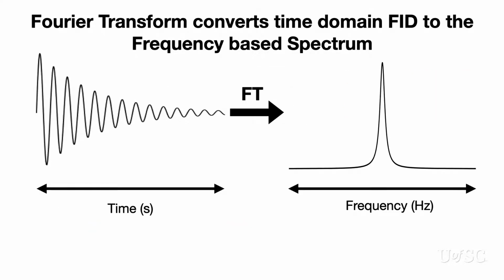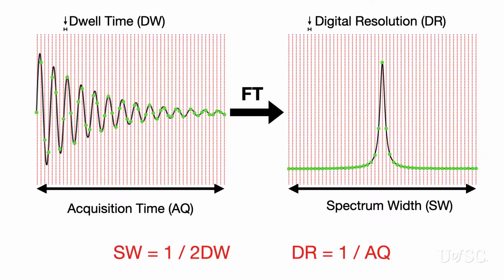The FID is a time-based measurement that includes all of the frequencies of the NMR spectrum. The frequencies are extracted from the time-based data with a mathematical operation called the Fourier transform. The result is a frequency-based spectrum that the software can either display in Hertz or convert to a parts per million scale. The FID is sampled at discrete points over the acquisition time.